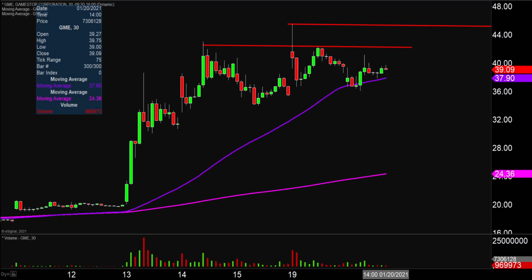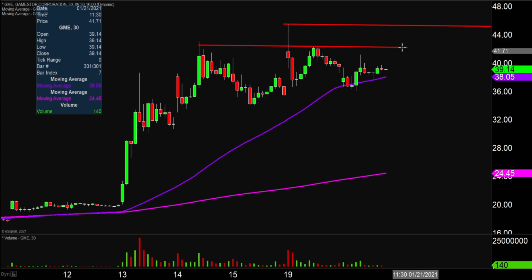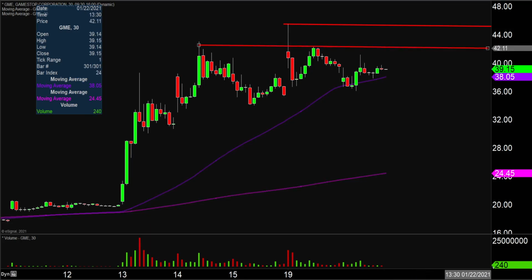Well, another day with some interesting dynamics taking place here. There's a couple of things. This thing is either finally running out of steam and running out of momentum, or maybe this is just a little temporary pause here before another move to the upside.